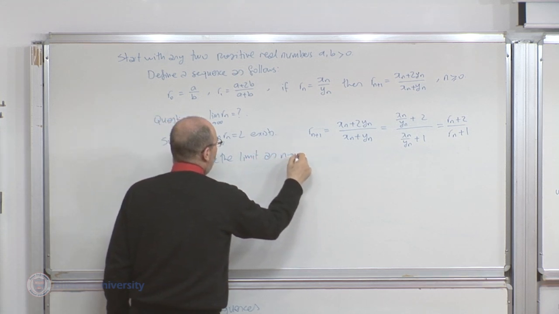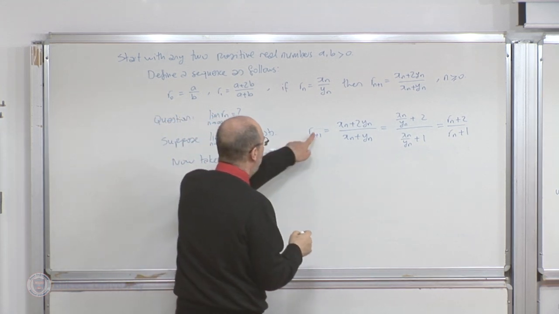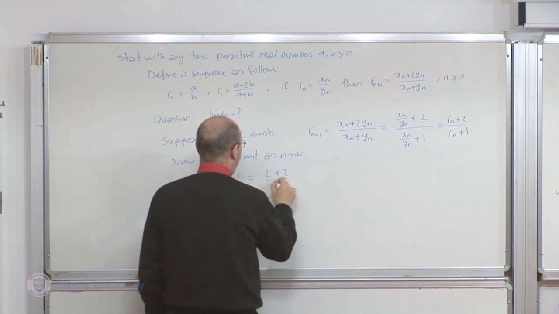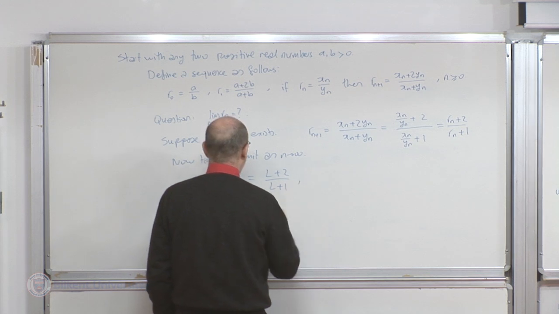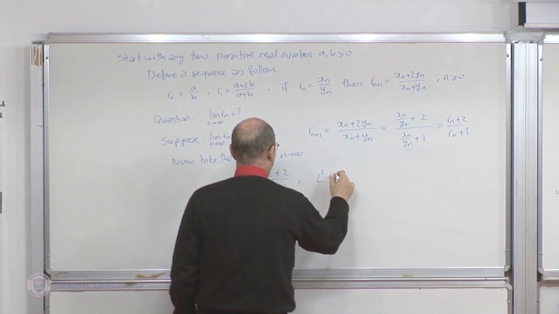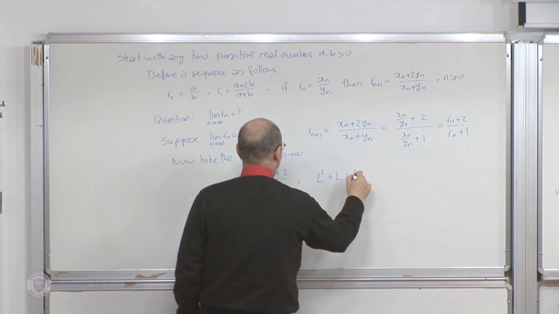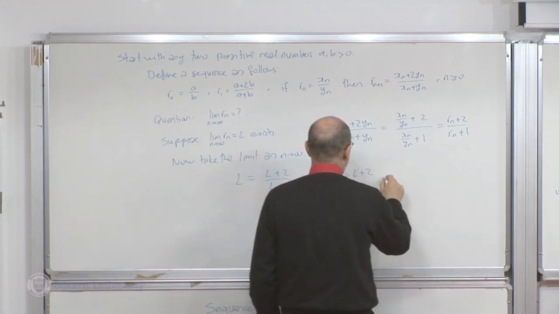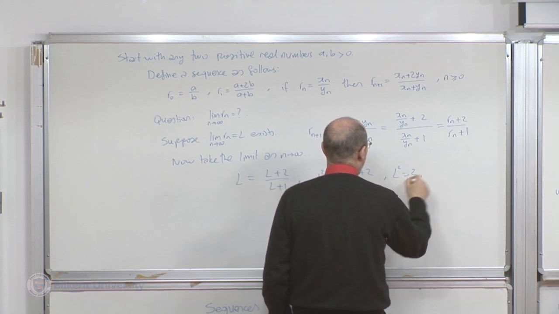As n goes to infinity, I'll have L equals (L plus 2) over (L plus 1). So here I have L squared plus L is equal to L plus 2. Okay, so I cancel these. I have L squared is equal to 2.